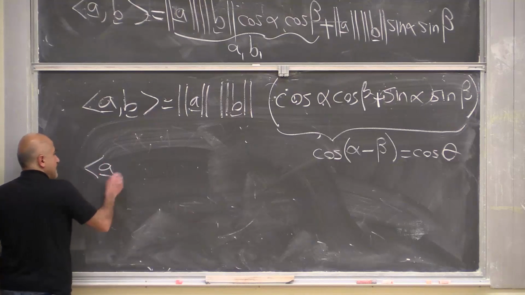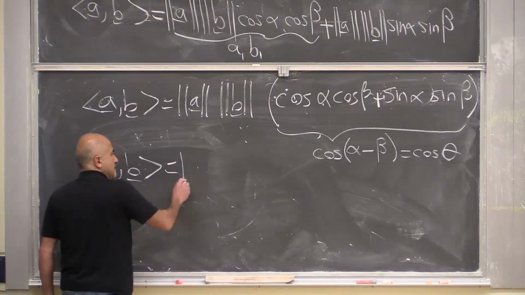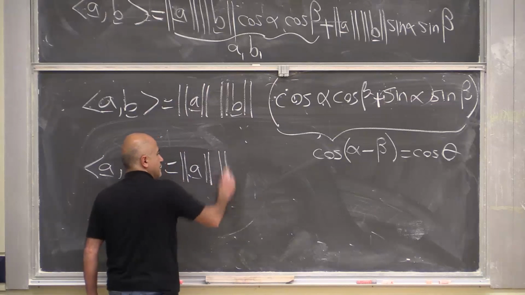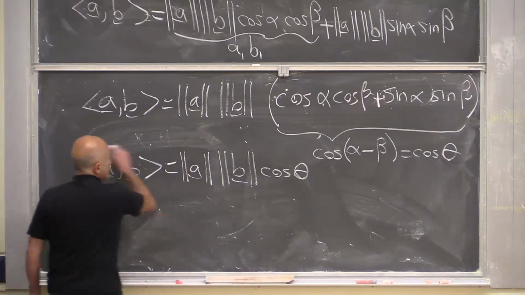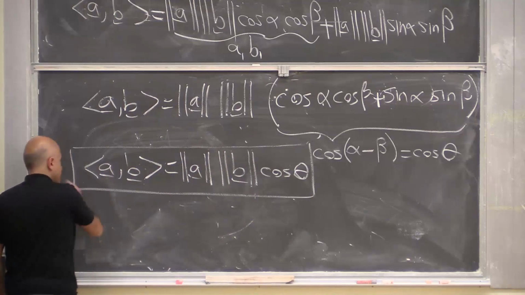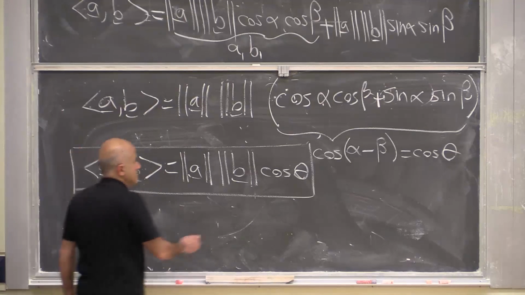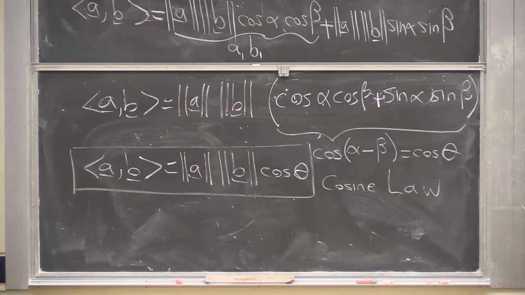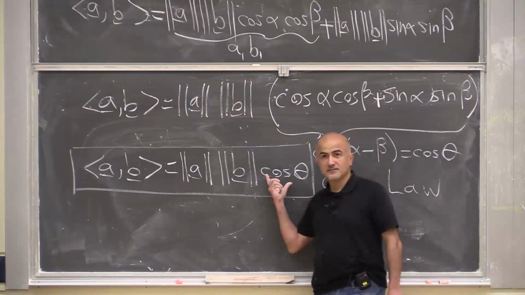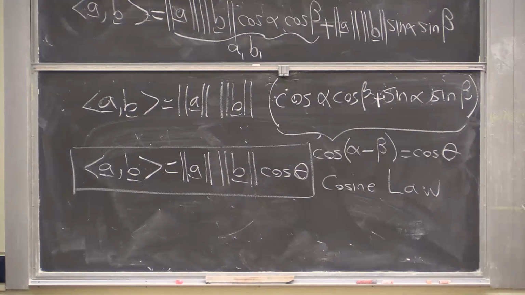So what do we have? The inner product of A and B, two vectors, is equal to the magnitude of A, the magnitude of B, times the cosine of the angle between them. This is the cosine law. And this is great because I can now define angles between vectors. I can define orthogonal vectors. I can define collinear vectors.